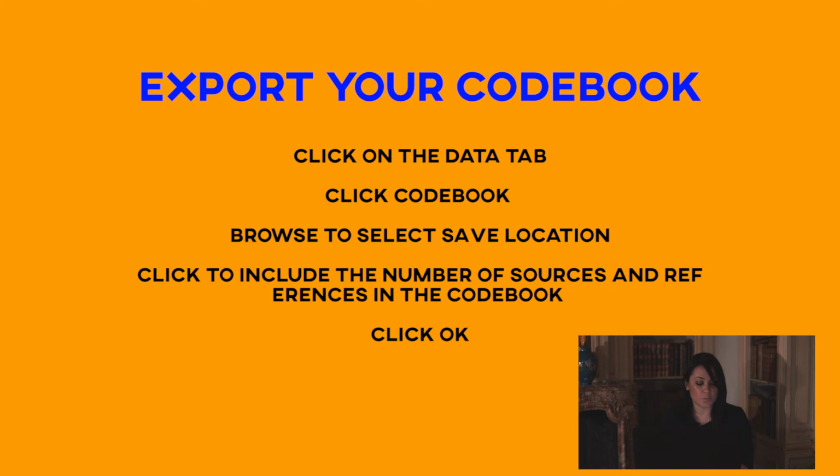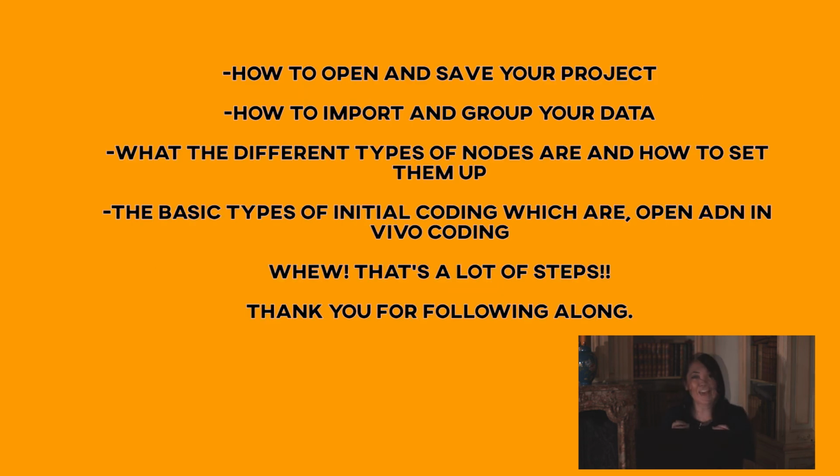The other way to export data that I find useful is by exporting your codebook. This contains a list of your nodes and any descriptions you created for them. To use this function, you click on the Data tab, click Codebook, browse to select Saved Location, and click the box here if you want the number of sources and references included in the codebook. Click OK. And there you have it, all the basic functions of NVivo.